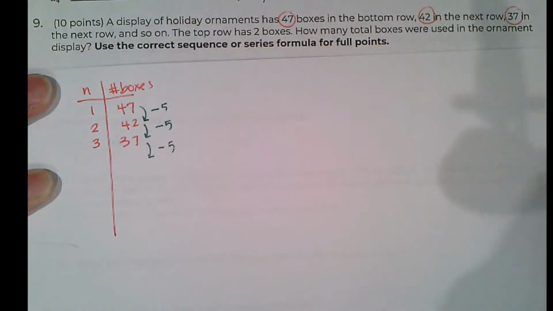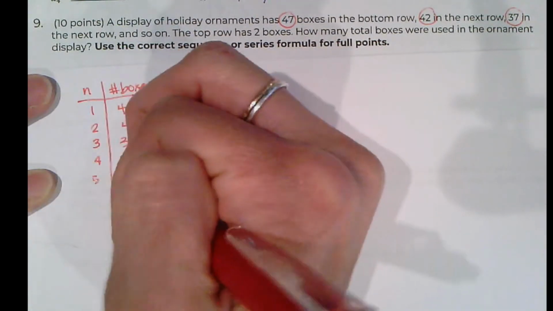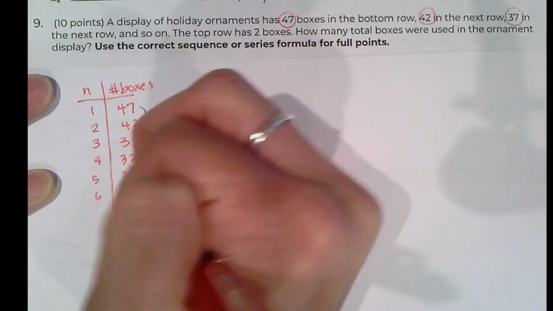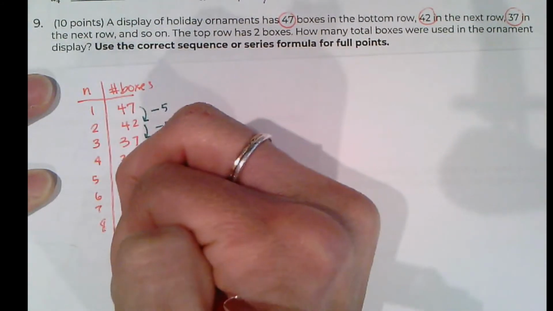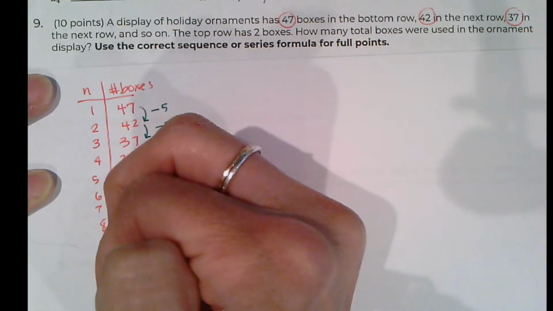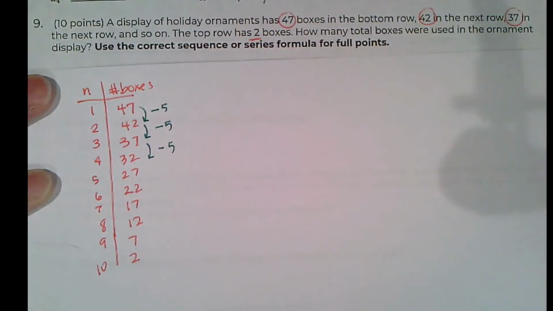And we could build this whole thing, right? 4 is 32. 5 is 27. 6 is 22. 7 is 17. 8 is 12. 9 is 7. And 10 is 2, right? And they told us to keep going until the top row had 2 boxes. That is super easy to make up.